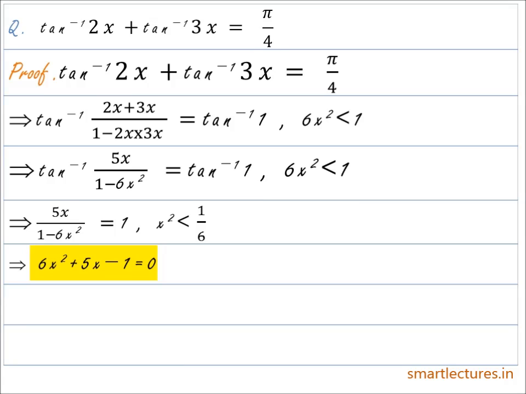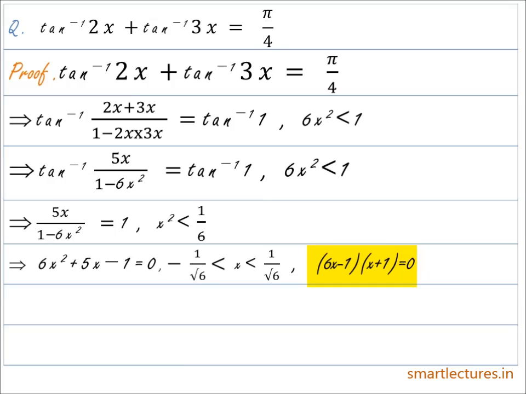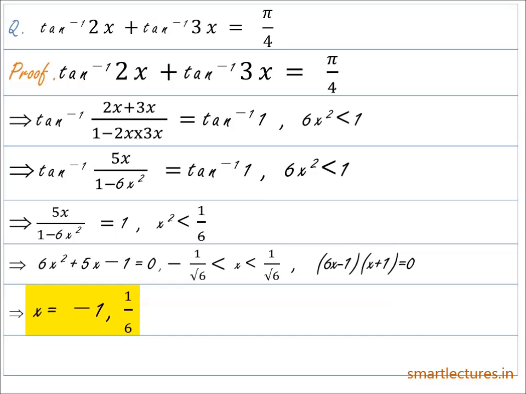And also x is greater than minus 1 upon under root 6 and x is less than 1 upon under root 6. Now solving this quadratic equation, we can factorize it as (6x minus 1) into (x plus 1) is equal to 0. So by solving the quadratic equation, we get two solutions, which are x is equal to minus 1 and x is equal to 1 upon 6.